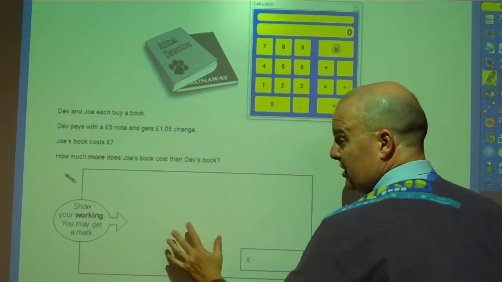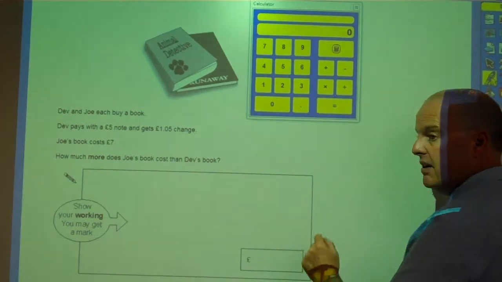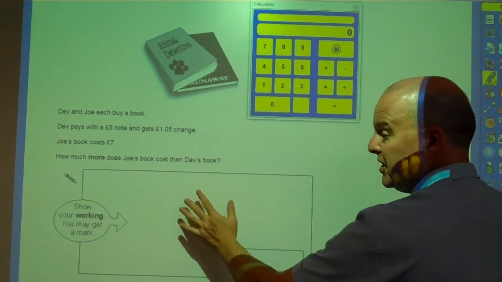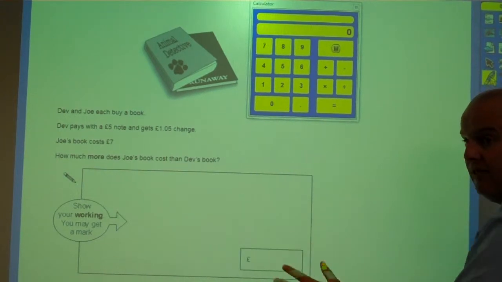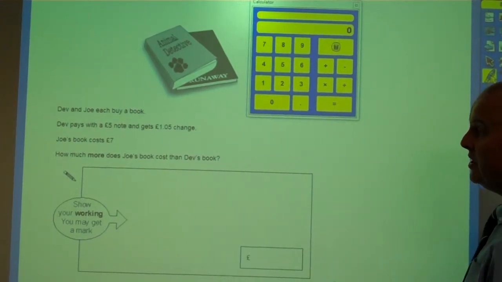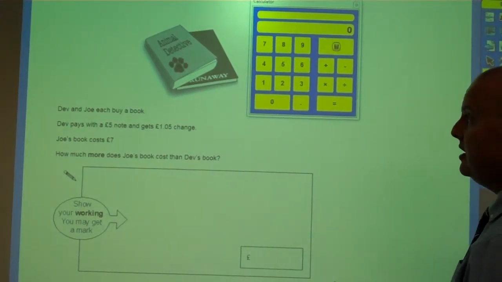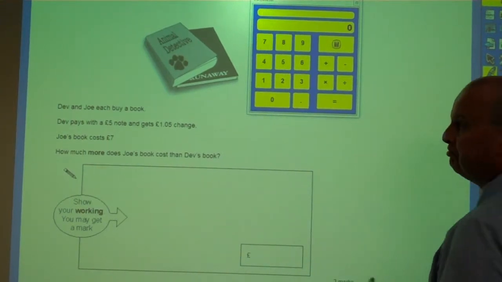So you show your methods of getting to your answer. Even if you don't get your answer right, if you've got the methods correct, you can get 1 mark for that. So that's quite important that you understand that before you start. So let's have a look at this problem.